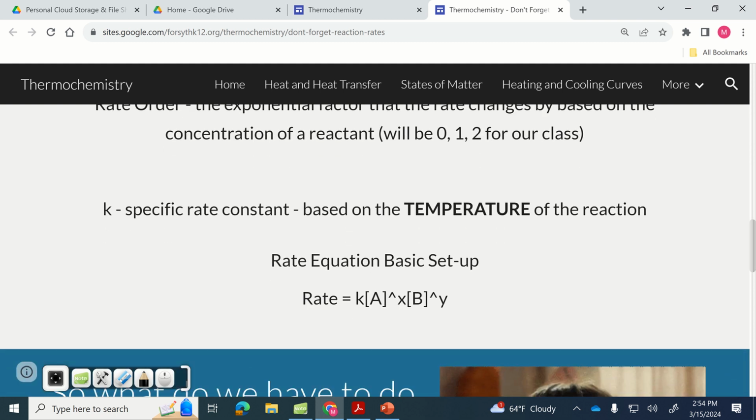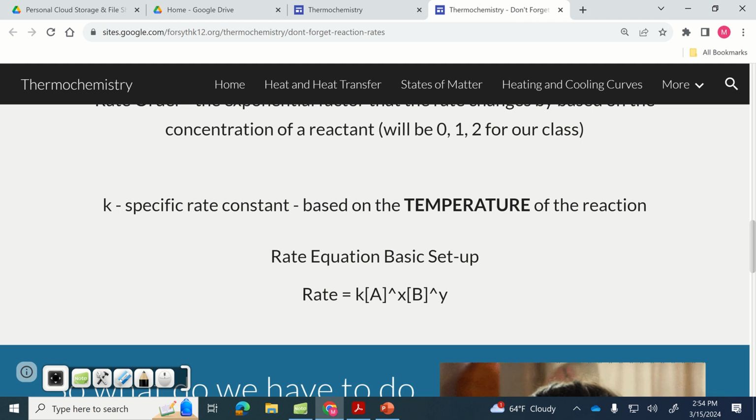There's a second part to the rate equation. We're going to have a little k value. I know we've been doing all these k values, a capital K with equilibrium. This is lowercase k, and this is called the specific rate constant for this reaction. That can only be manipulated based on the temperature, but we're not going to do that too much in this class. That's more of an AP Chem type thing.